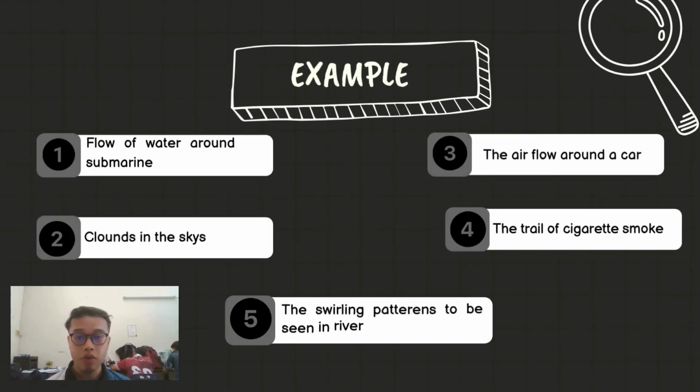For example, we have five examples about flow visualization. Number one is flow of water around a submarine. Second, cloud in the sky. Third, the airflow around a car. Fourth, the trail of cigarette smoke. And lastly, the swirling patterns to be seen in rivers and seas.